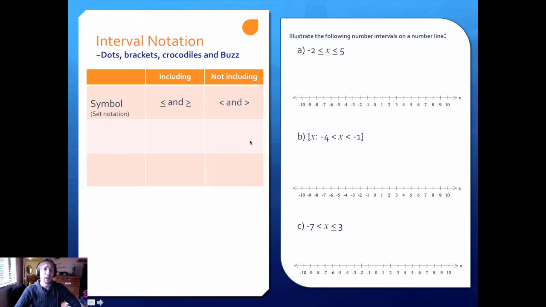If we have a look here, let's look first of all at our symbols. I refer to these as our crocodiles, and I'm sure you've probably heard of this before, where the crocodile always eats the larger number. And this will help you out a little bit as well.